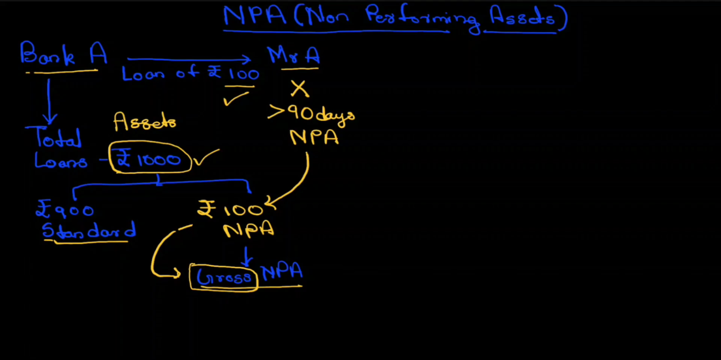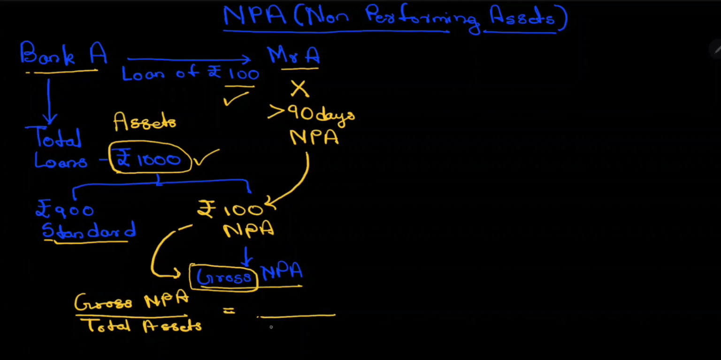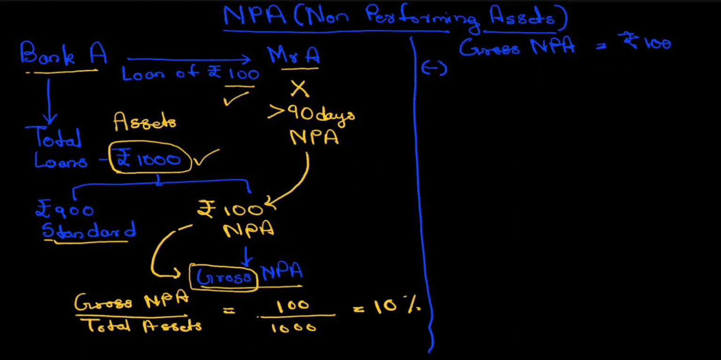Now, let's calculate the gross NPA ratio for Bank A. The formula of gross NPA ratio is gross NPA divided by total assets or total loans of the bank. In this particular case, Bank A has total loans or total assets of rupees 1000. It has gross NPA of rupees 100. So, the gross NPA ratio of Bank A is 10%. Now, you might be wondering, if gross NPA is rupees 100, then what is the net NPA for Bank A?